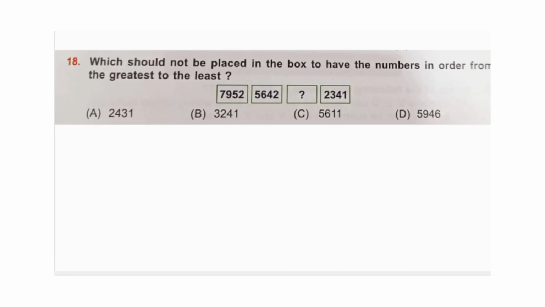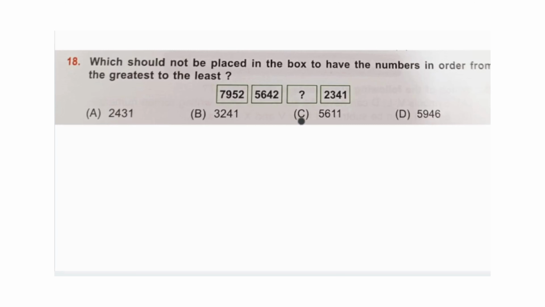Let's try to solve question number 18. Let's look at the question. Which should not be placed in the box to have the numbers in order from the greatest to the least? If you see, what they say is there is an empty box here and the order should be from greatest to least. So there are two ways to solve this problem.